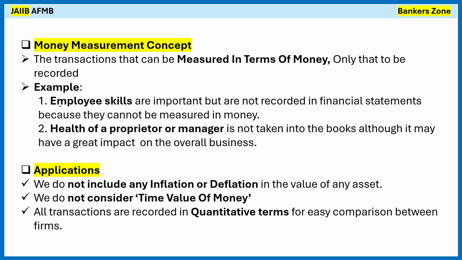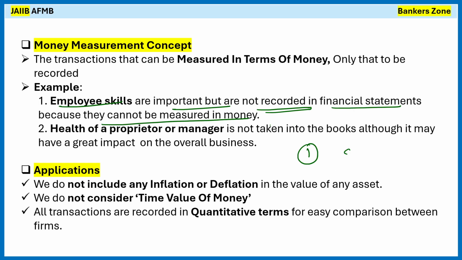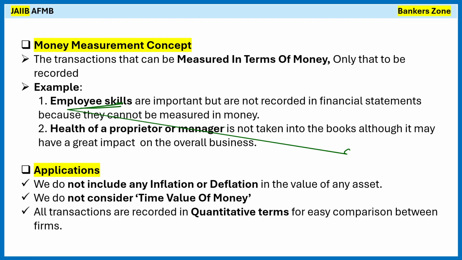See, employee skills are important but are not recorded in the financial statement because they cannot be measured in terms of money, right? I have a lot of skill. I can speak very well. I have good talent for speech competitions. I have good talent in essay writing, but that is not important. Whatever task is given to me is important. So whatever the employee skill, these are obviously important, but we cannot report that in the books of account.